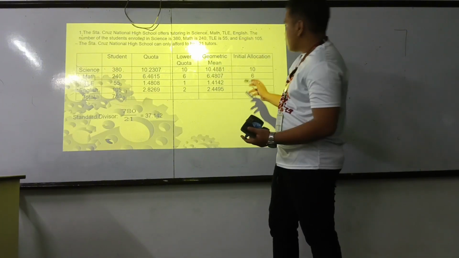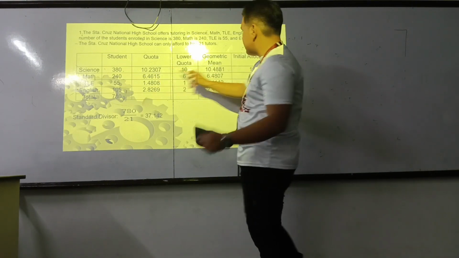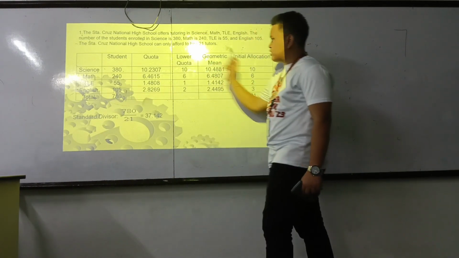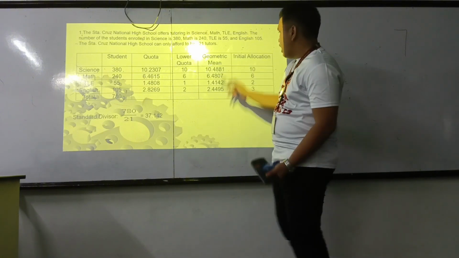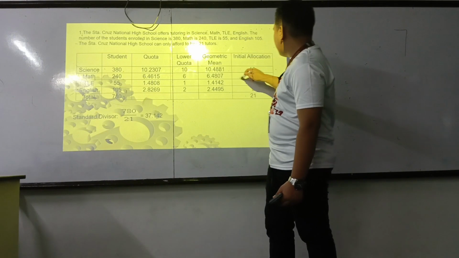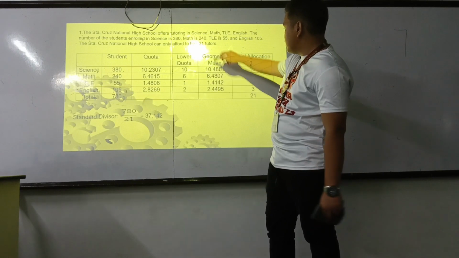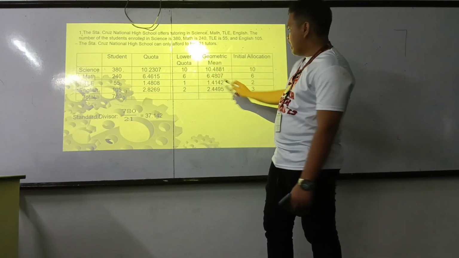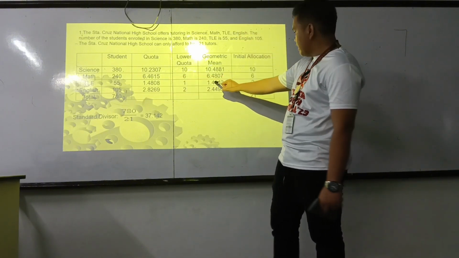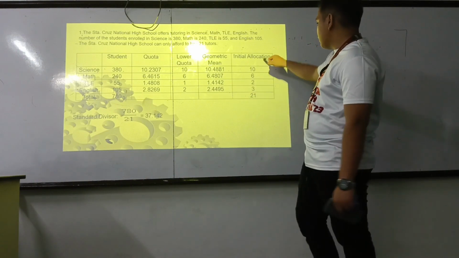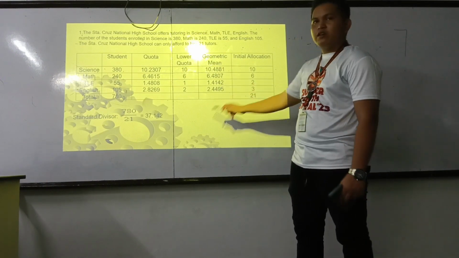If the quota is lower than the geometric mean, it will be the same. As you can see, the geometric mean is larger than the quota, so our initial allocation of science is 10. The initial allocation of math is 6 because the geometric mean is larger than the quota. Theory is 2 because the quota is larger than the geometric mean. And our allocation in English is 3 because our quota is larger than the geometric mean.